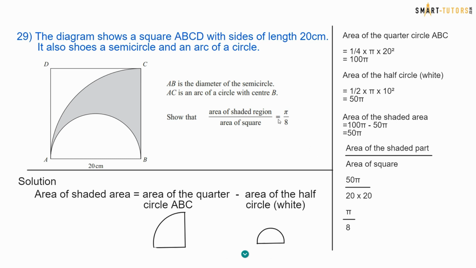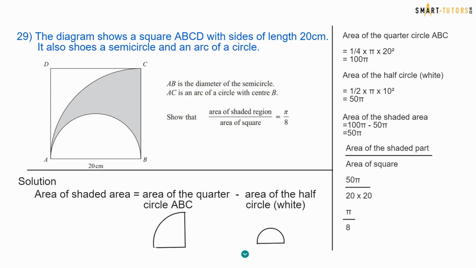Now the proportion they are asking for is the area of the shaded part, which is 50 pi, divided by the area of the square. The area of the square is 20 times 20, which is 400. So 50 divided by 400 is 1/8. So pi over 8. That is the answer. Let's go to the next question.